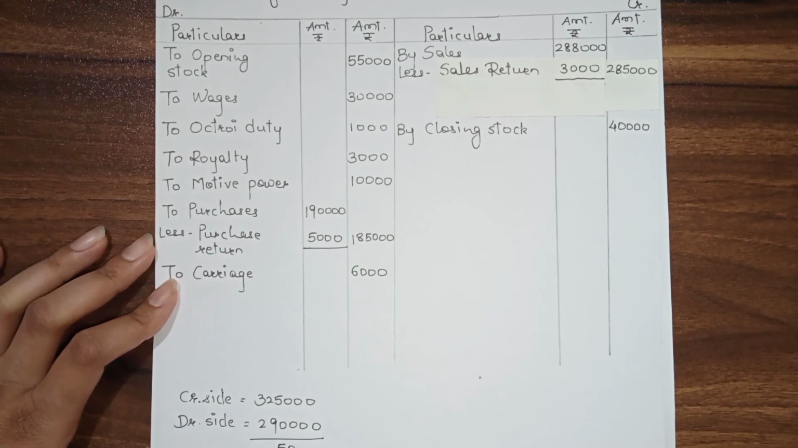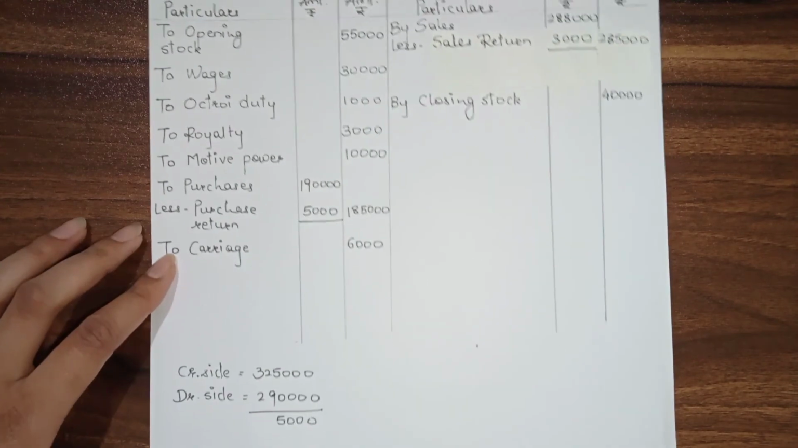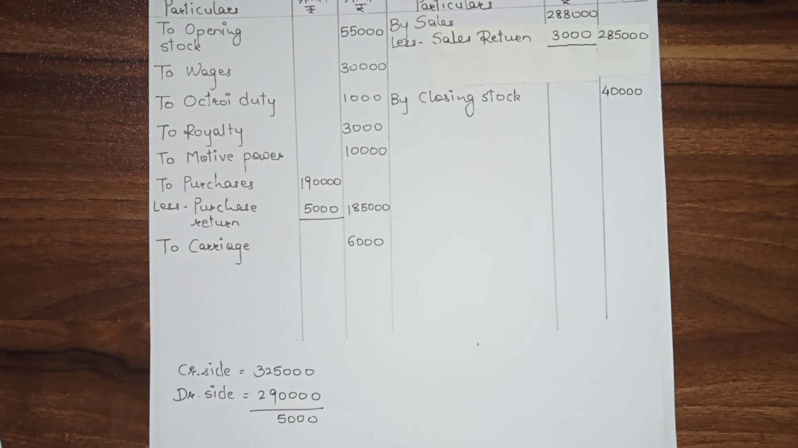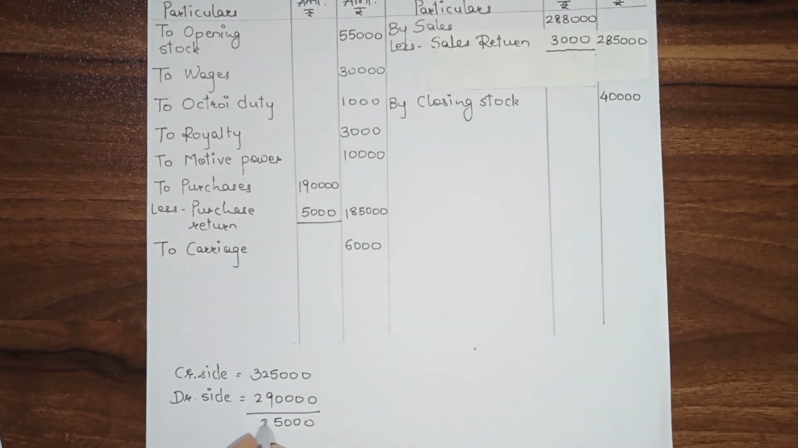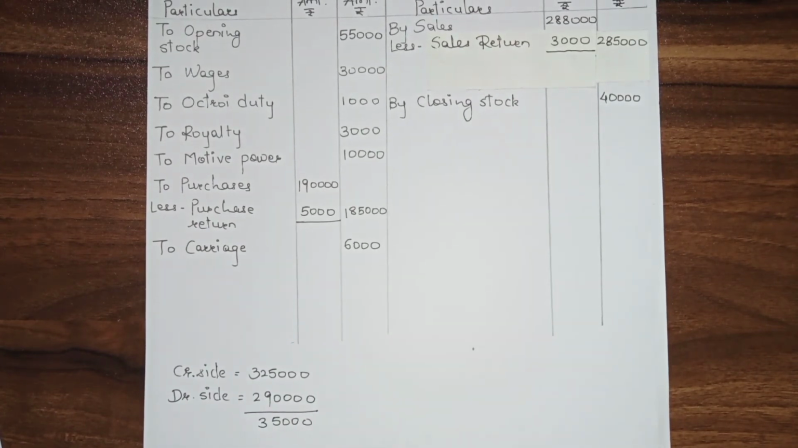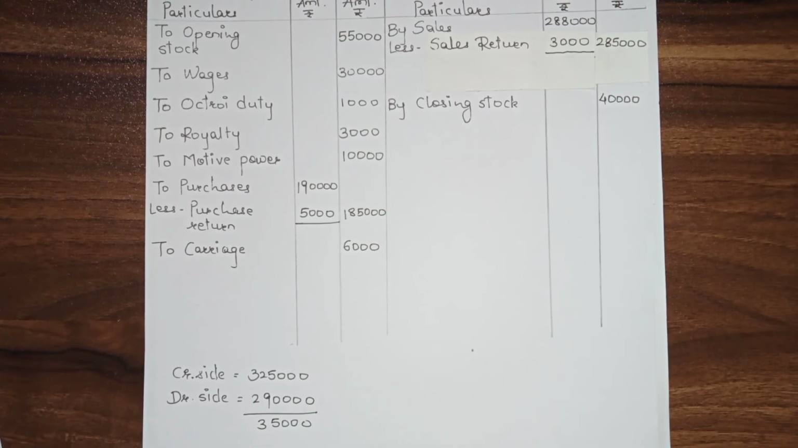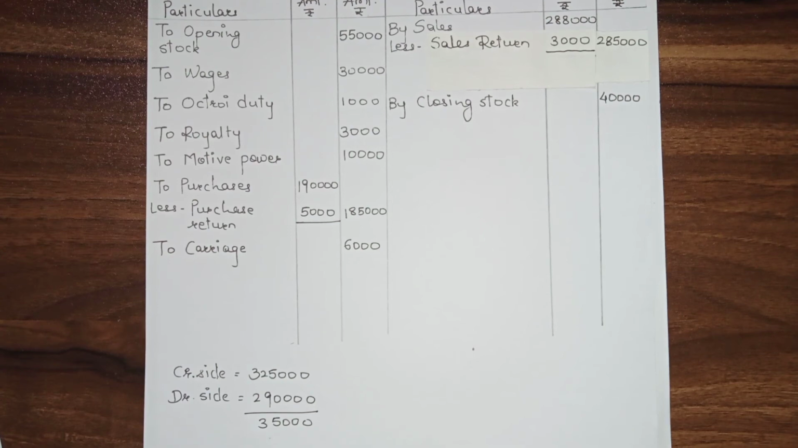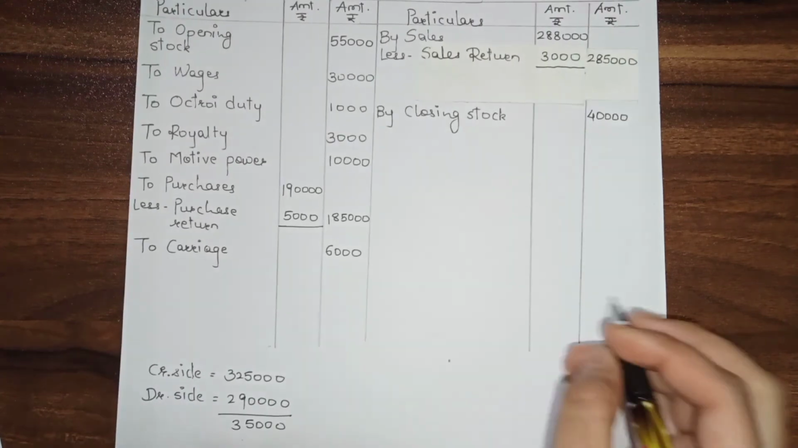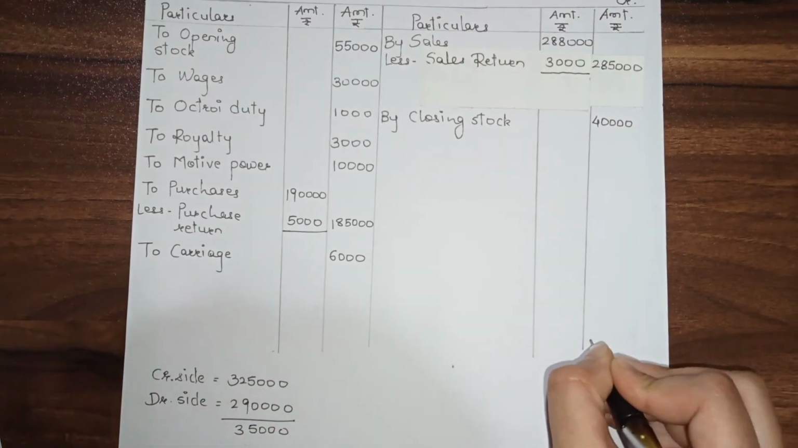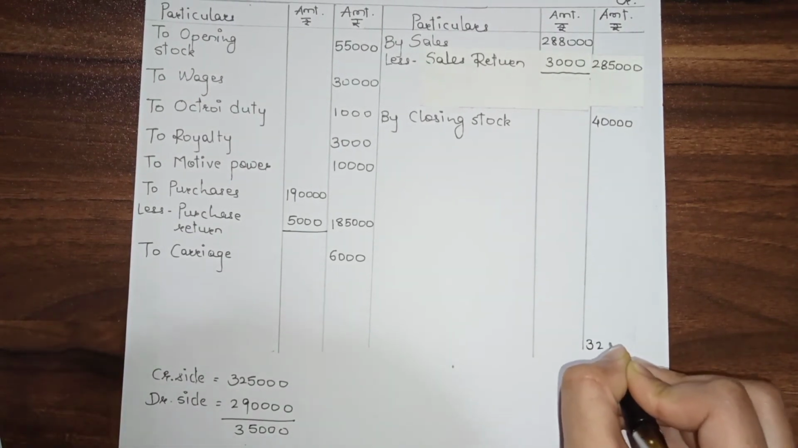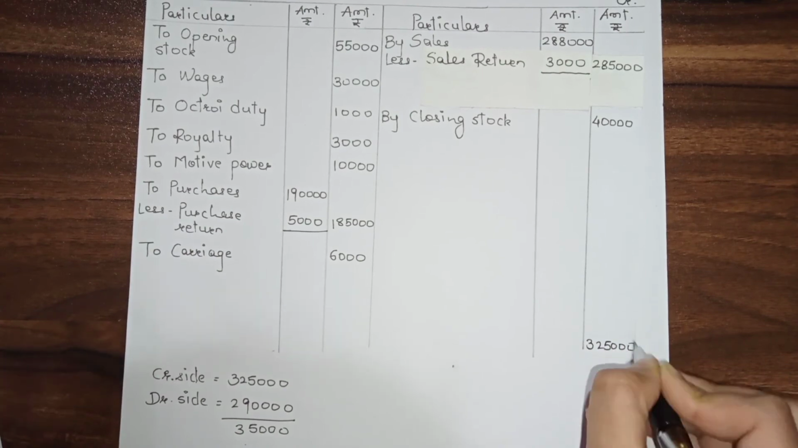So the difference is 35,000. 35,000 is the remaining amount in the debit side. That is, 35,000 is less for 3,25,000, so we have to balance this amount. So this much amount is left with Mr. Kedar. So we will write down over here 3,25,000, because the credit side is greater.